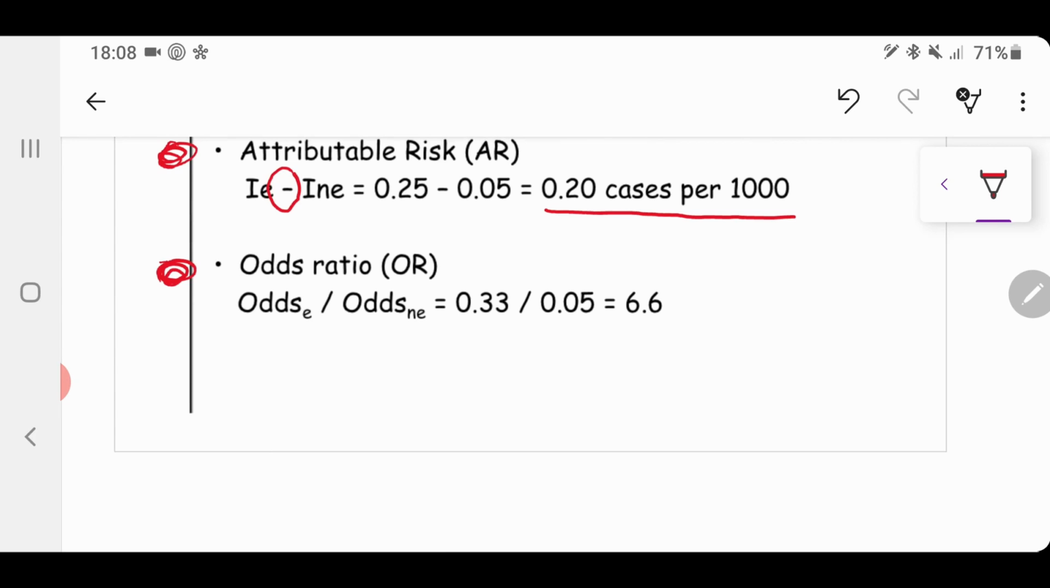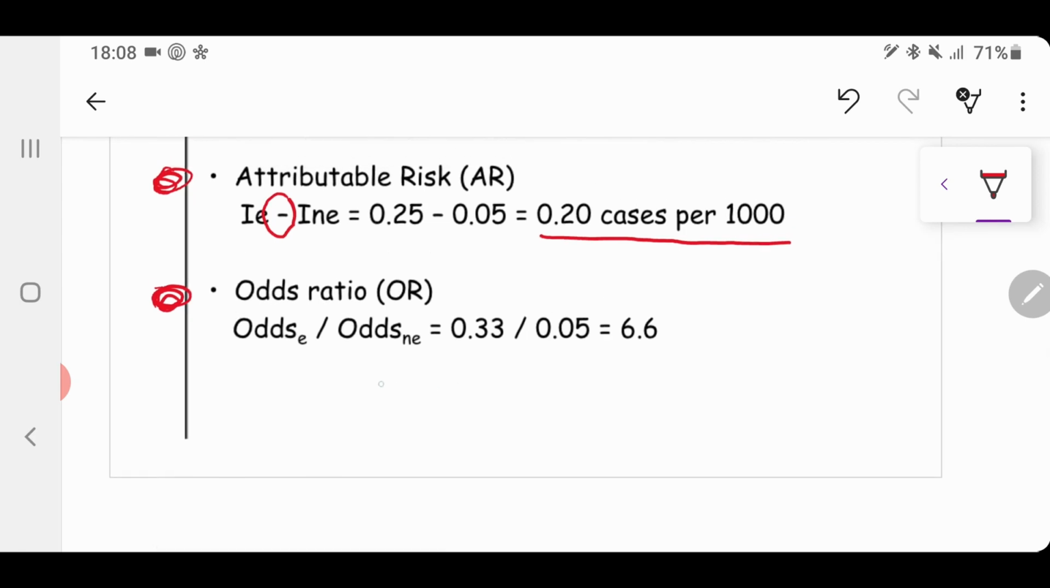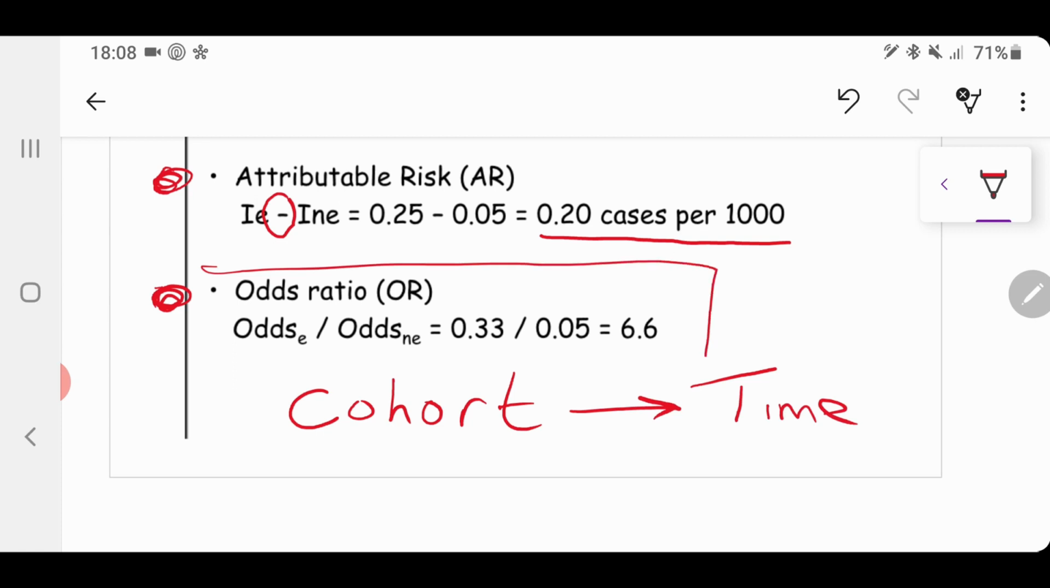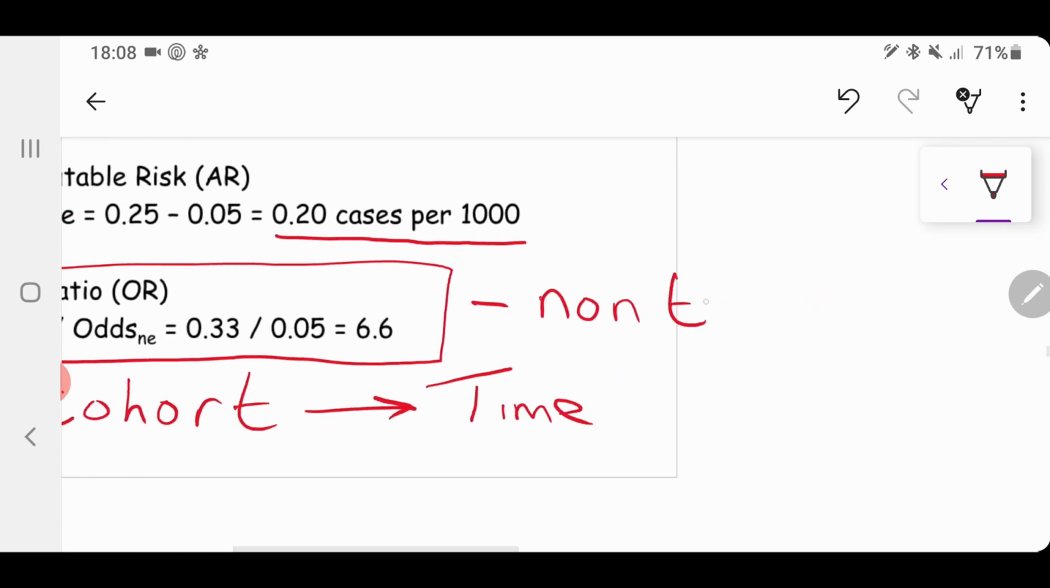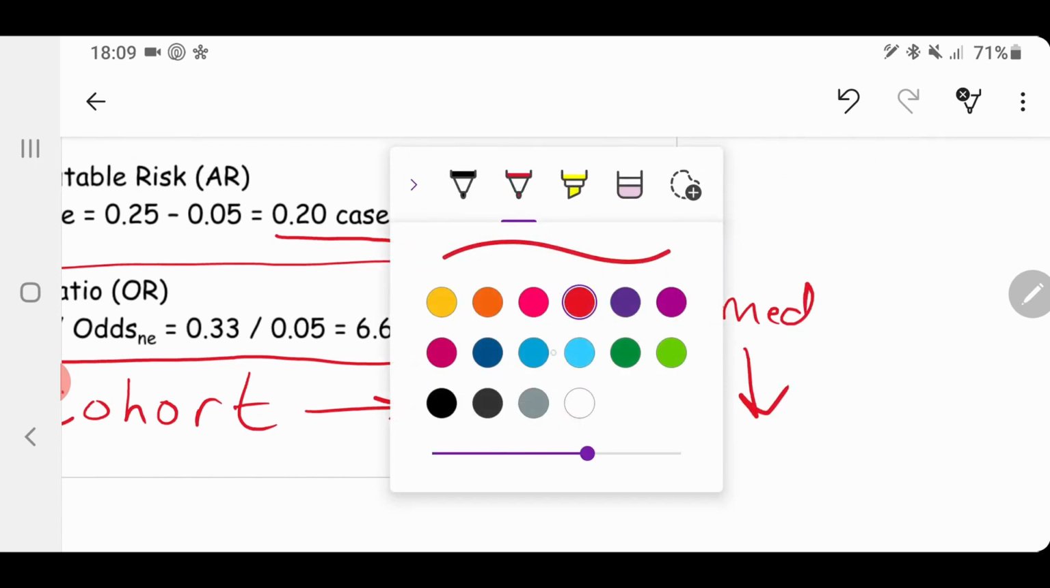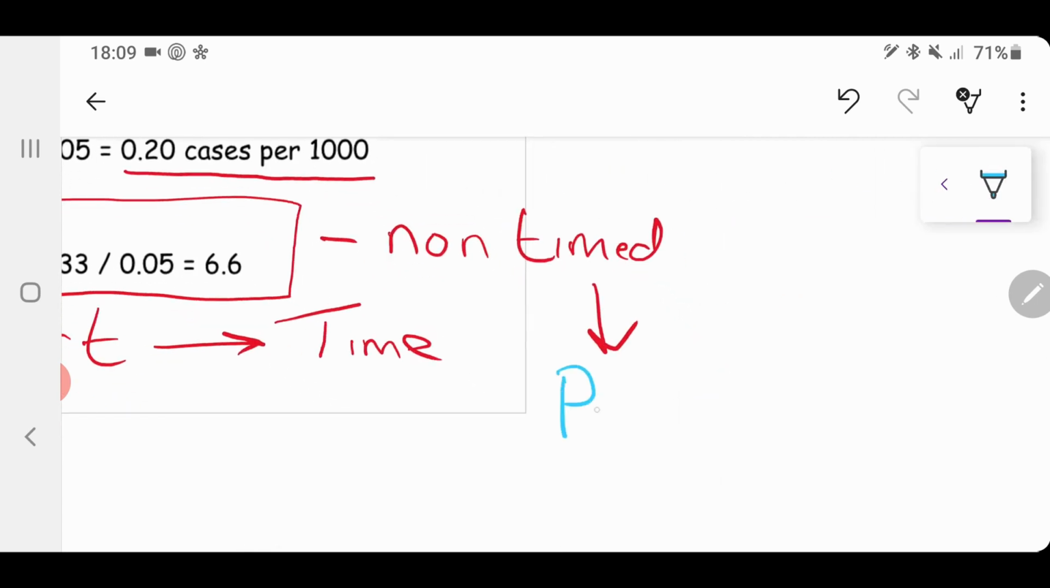Now finally, with the odds ratio here, because time is not involved, like I mentioned before, there's something called cohort studies, and cohort studies have time involved. Because this has time, we cannot use this in a cohort study, right? We have to use it for non-timed studies, and this is your prevalence studies. Prevalence studies.